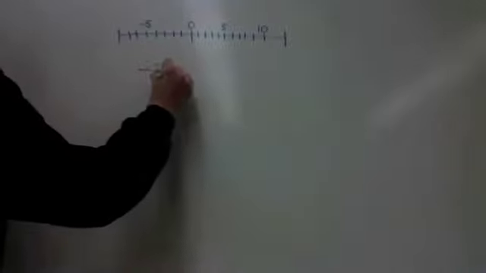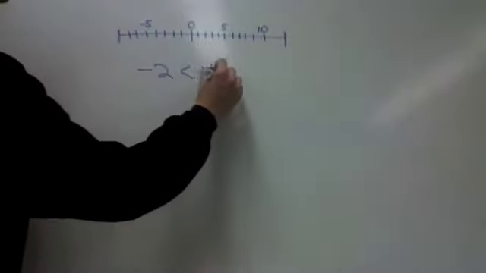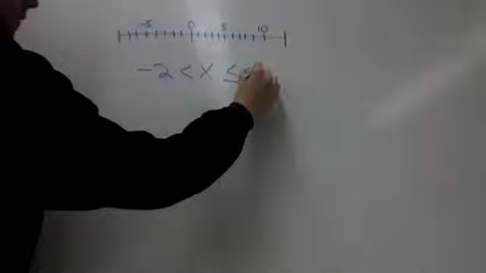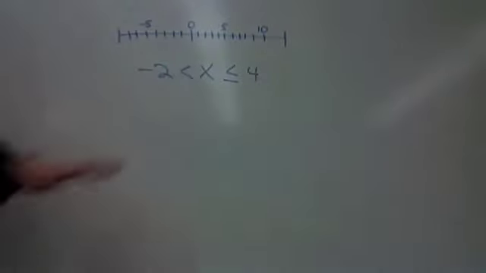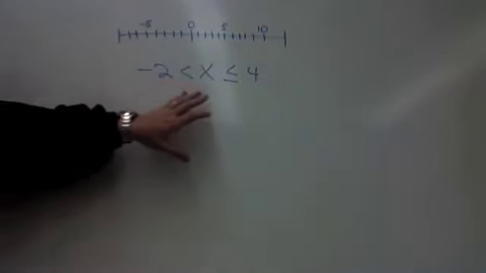So example 2 is going to say draw a number line and graph the solution -2 is less than x, which is less than or equal to 4. So now in this case, we have -2 is less than a number which is less than or equal to 4. So as we talked about previously, the less than sign is going to be an open circle, the less than or equal to sign is going to be a closed circle.